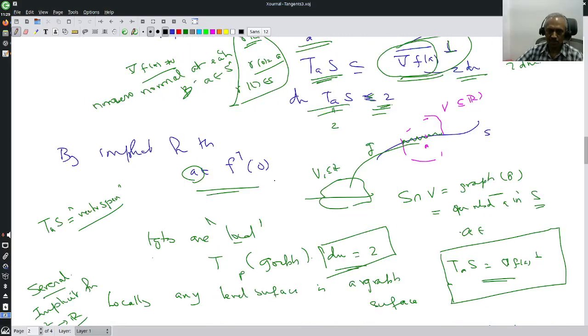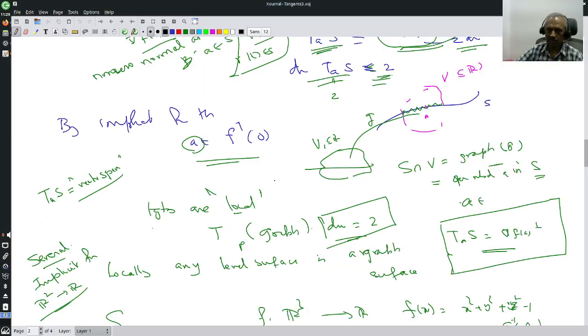But we claim its dimension is 2. Why? That is where the implicit function theorem comes in. Implicit function theorem says the following. I am thinking of R2, a simple example. This is my U and this is my F inverse of 0, and the point A is here. Then the implicit function theorem says that, under the stated conditions, I have an open set V in R2 and a function G from V to R.